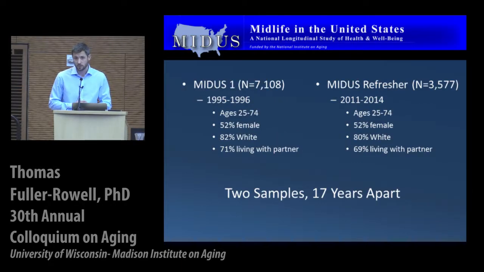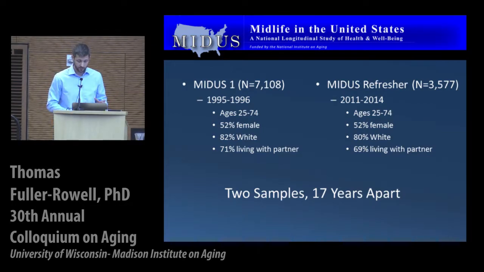So in order to address this question, we used some data from the Midlife in the United States study, the MIDUS study, and we used two samples that were collected 17 years apart. The original MIDUS cohort was collected in 1995 as a broad age range of adults from 25 to 74 years old. A very similar study with the same measures and some added enhanced measures was collected 17 years later, around 2012, with the same age range.